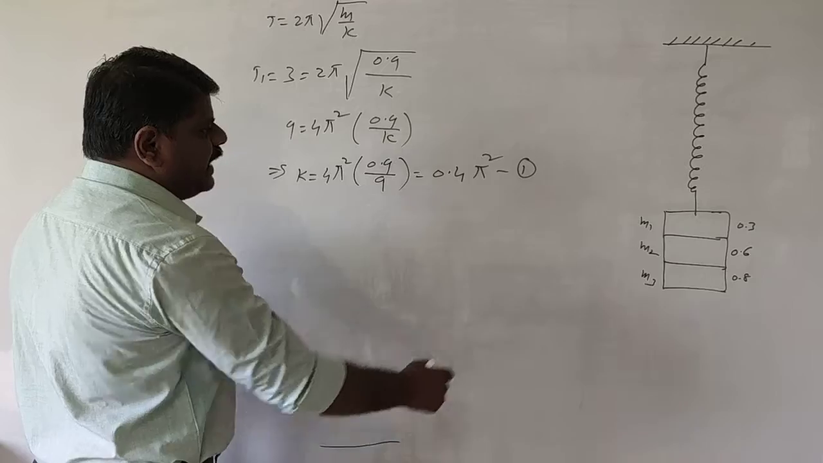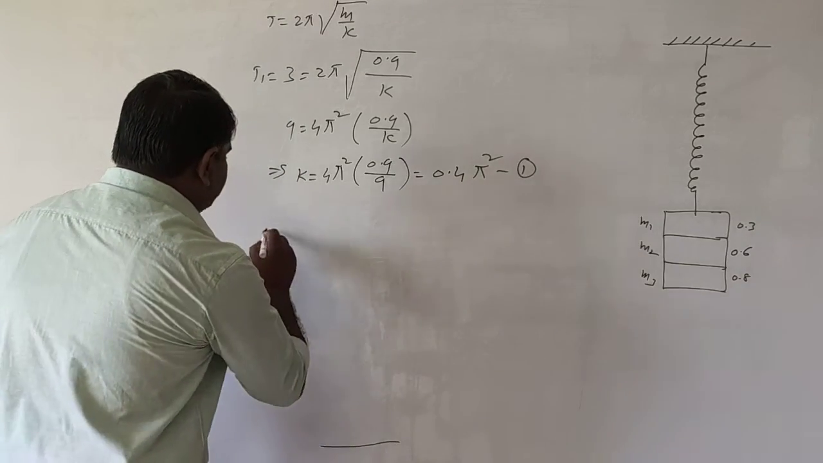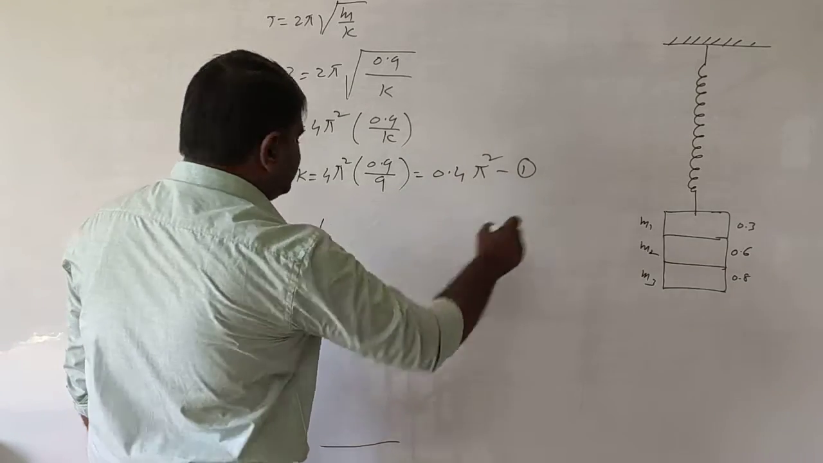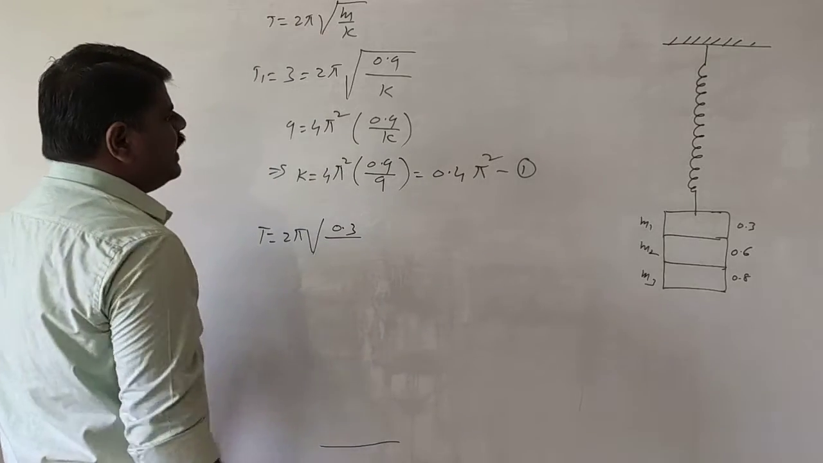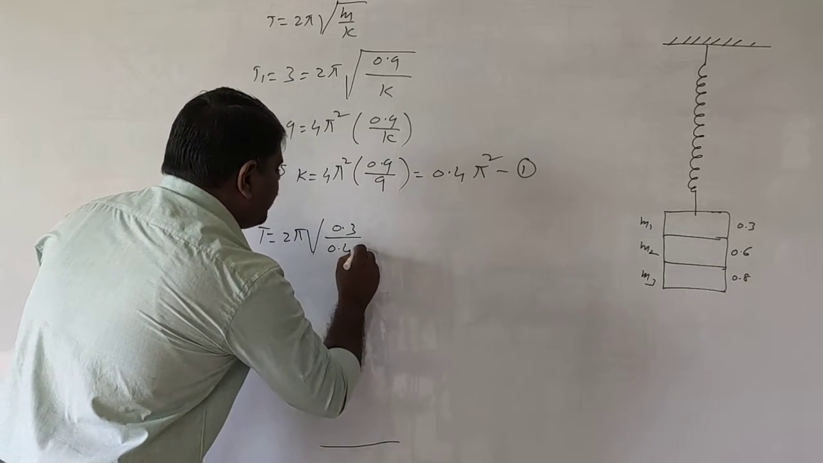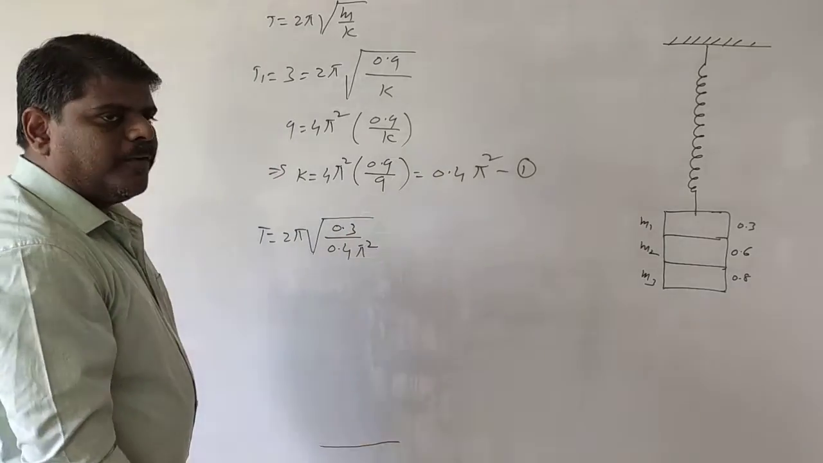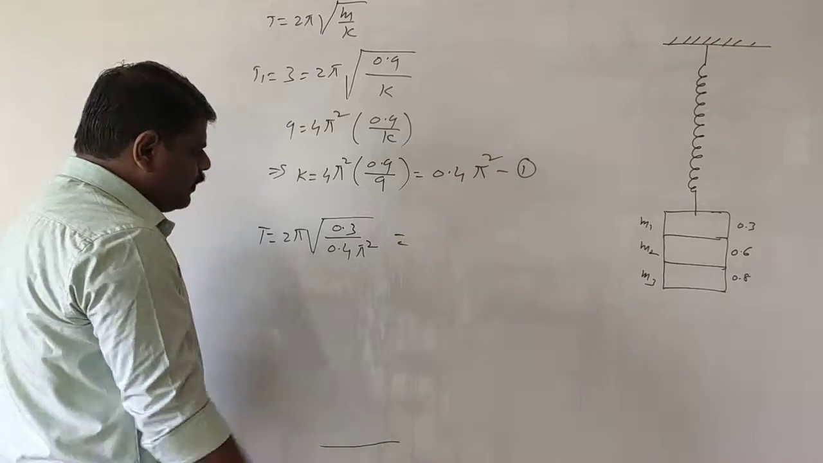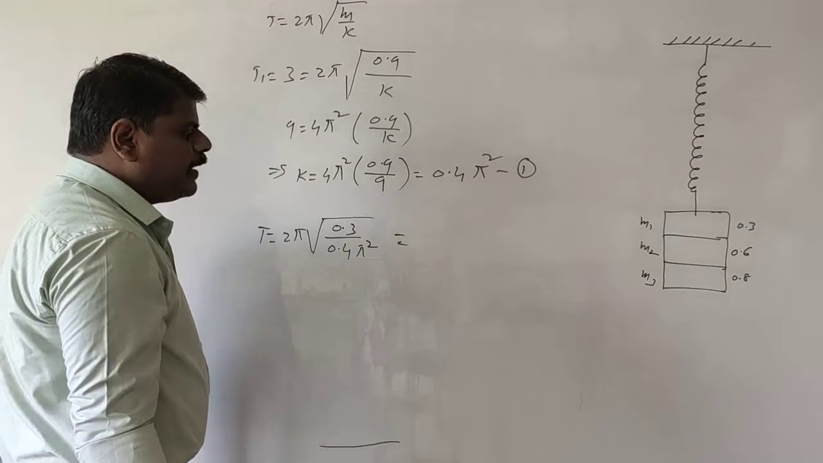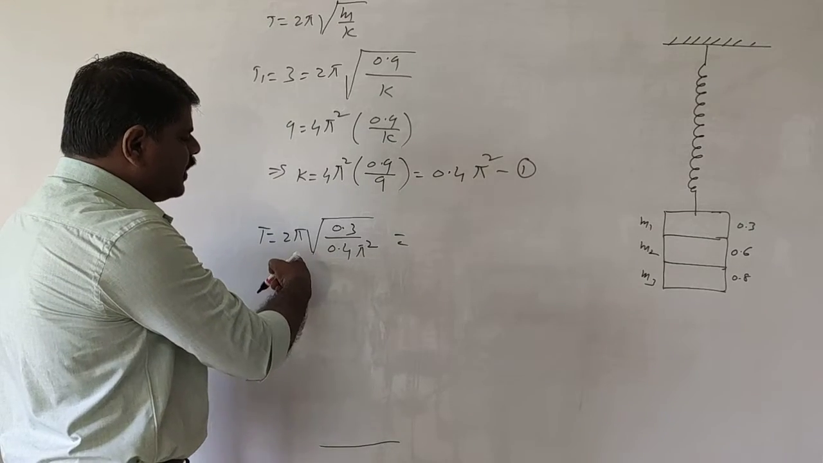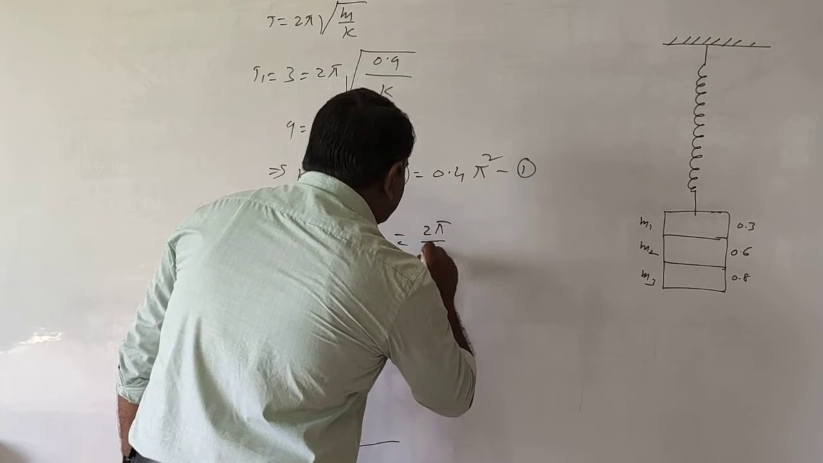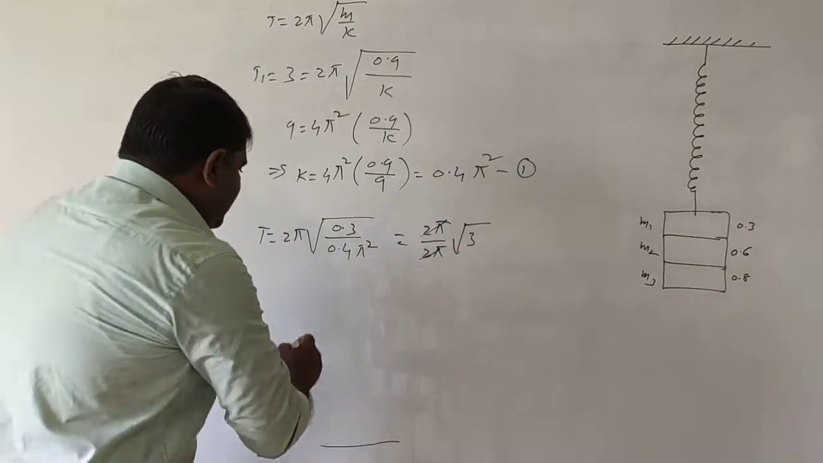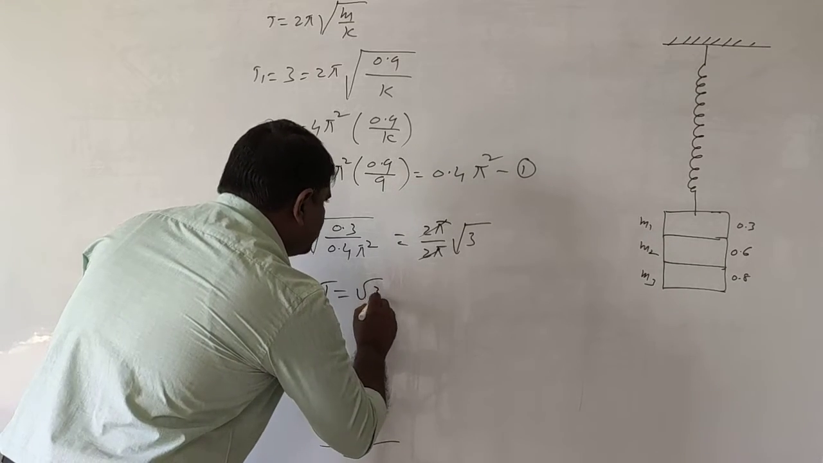So in the second case, when the 0.6 kg is also removed, the time period T equals 2 pi into under root of m by k. m is 0.3, and k is 0.4 pi square. Now simplify this equation. The point will be cancelled. It will be 3 by 4 pi square. The 4 pi square comes out of the root as 2 pi. So it becomes 2 pi by 2 pi into under root of 3. The 2 pi is cancelled out. Then the time period T equals root 3 seconds.